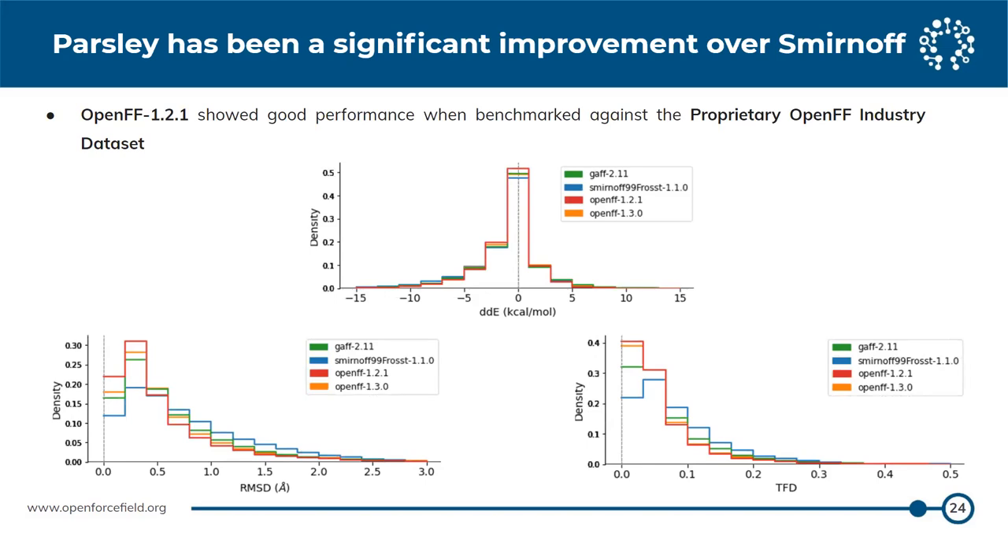Also, for the OpenFF public and proprietary industry dataset, we haven't collected so far enough results with SAGE to show them. But we can see from the same type of histogram that Parsley was a significant improvement over Smirnov, with OpenFF 1.2 showing good performance in the assessment of both conformational energies and geometries against quantum mechanics.